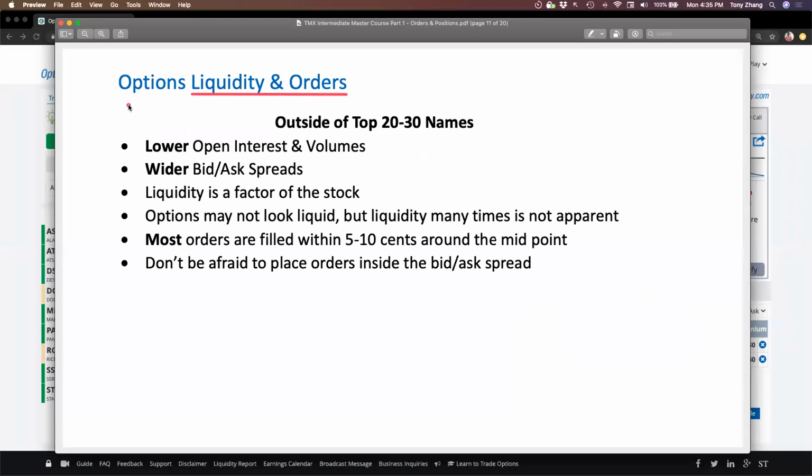So now let's talk a little bit about options liquidity, because this is really where it does impact your orders. Especially, I see a lot of beginners do not have the right information to decide whether or not an option is liquid, and they don't have access to the tools to understand how to go about determining liquidity. So one of the things that I want to show you is what happens when you go outside of the top 20 to 30 names in terms of liquidity and market cap.